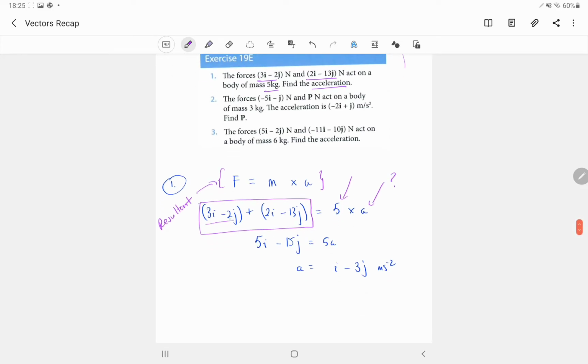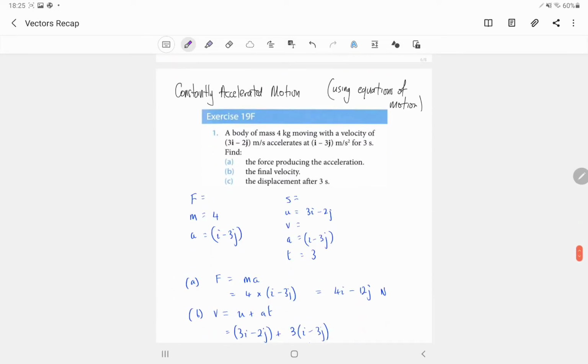So add together our resultant forces to get 5i minus 15j. That equals 5a. So then divide through by 5. 5a divided by 5 is a. Minus 15j divided by 5 is minus 3j. Don't forget your units.